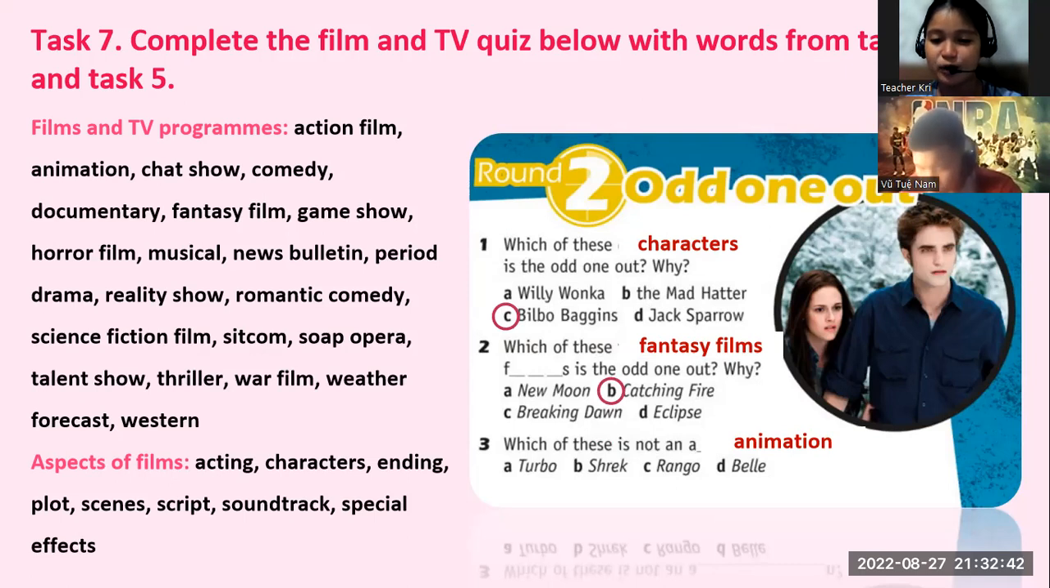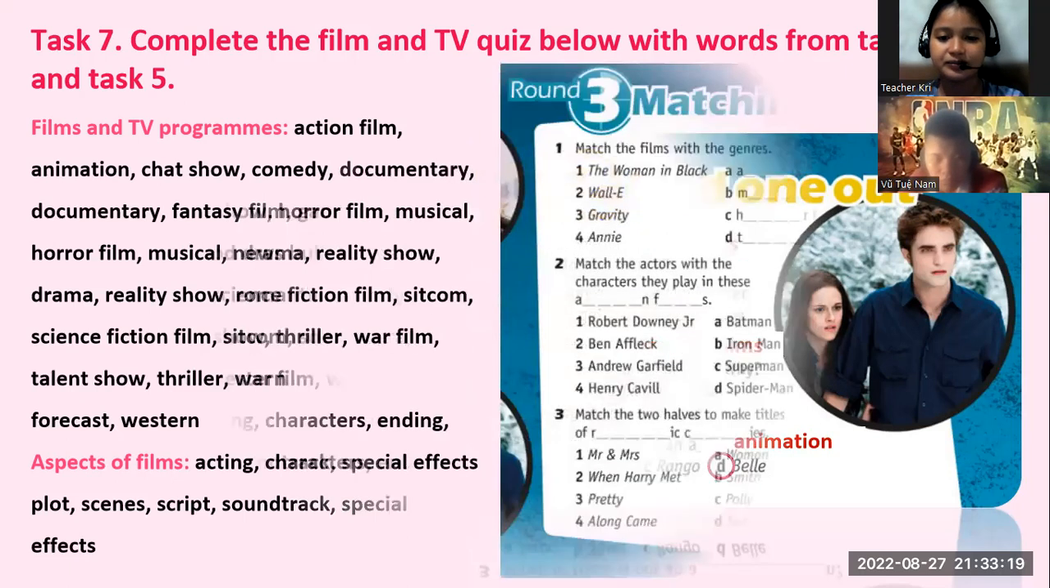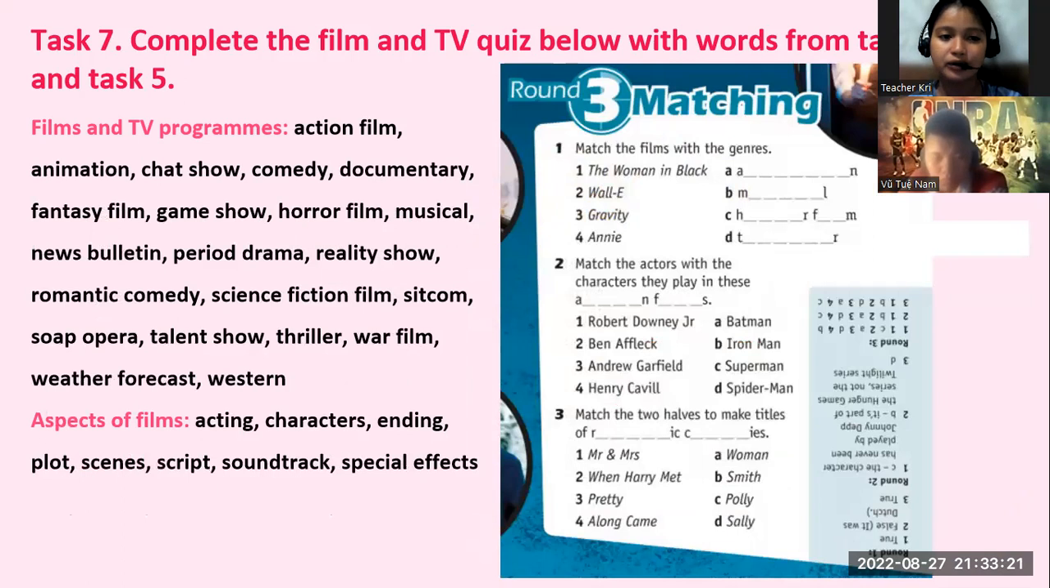Okay, and for number three, which of this is not an animation? A, Turbo, B, Shrek, C, Rango, D, Belle. Turbo. Okay, your answer is Turbo. The answer here says that the movie which is not an animation is Belle. I see. Okay, so maybe later or in the next class we will be knowing why these are the answers.